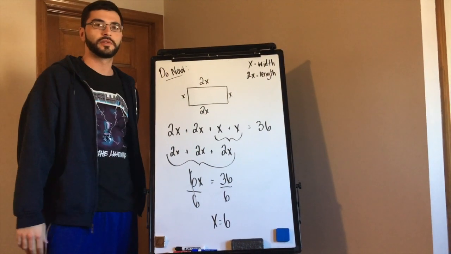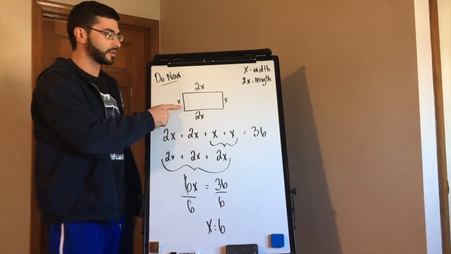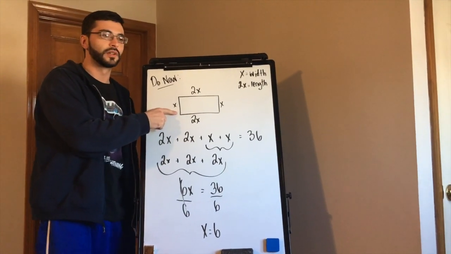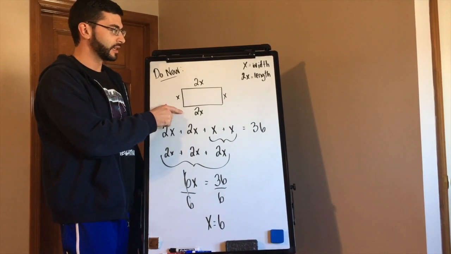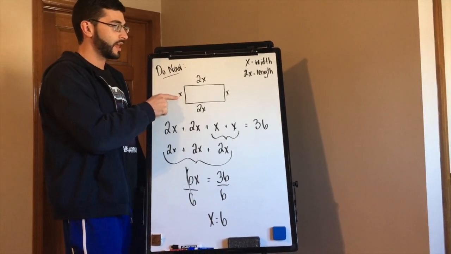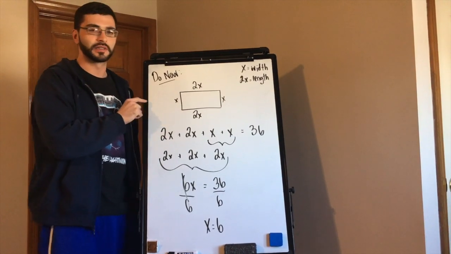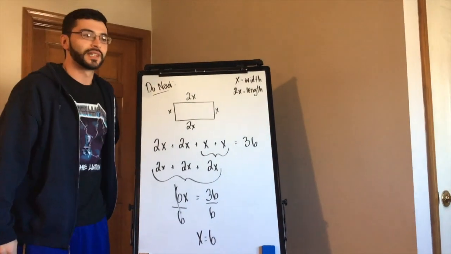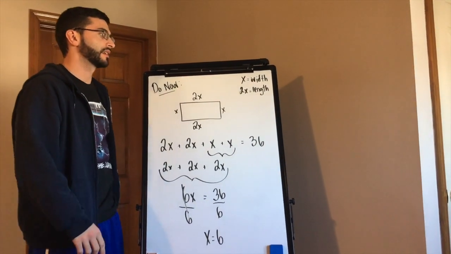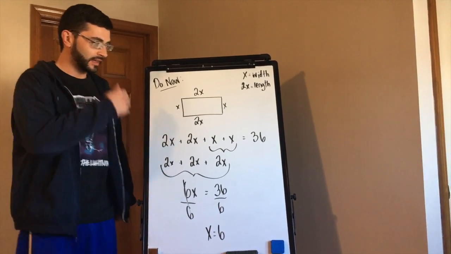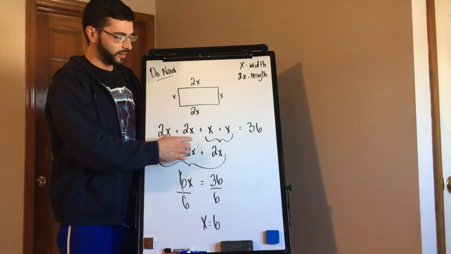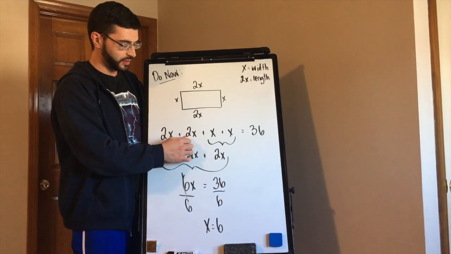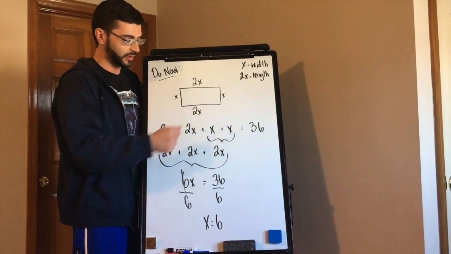Alright, so here's the work from the do now. The first thing I did, I drew out the shape that was given. In this case, it was the exercise mat. So I drew that out and I labeled it with an x, which was the width, and 2x, which was the length, because the information that was given was that the length was twice the size of the width. And since it had a perimeter of 36, I added all the lengths up. So 2x plus x equal 36.